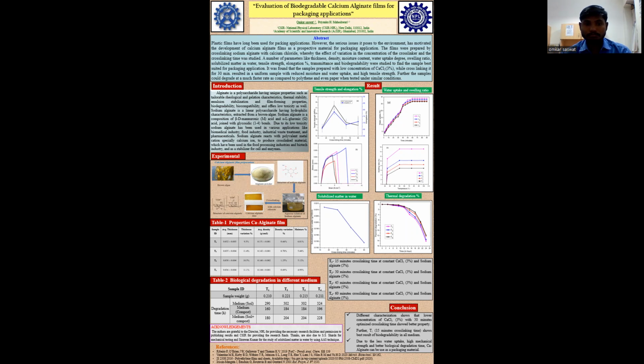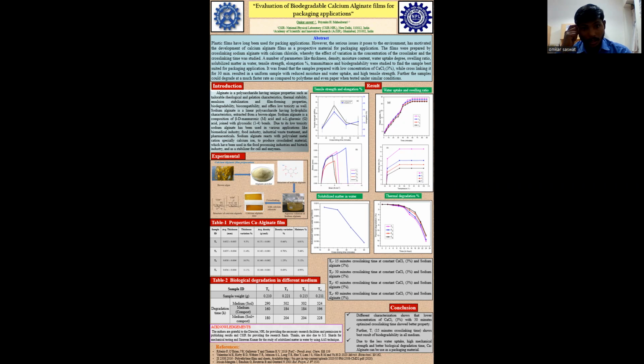These are the properties of these films, with the IDs T1, T2, T3, T4. T1 is the 15 minutes cross-linking time at a constant calcium chloride concentration of 3% and sodium alginate concentration of 5%. And T2 is the 30-minute cross-linking time. T3 is 45 minutes and T4 is 60 minutes.